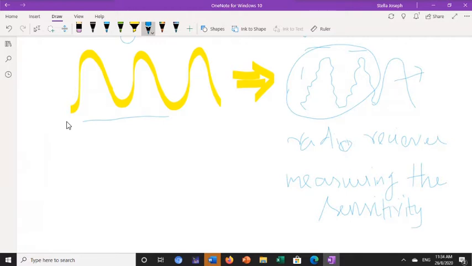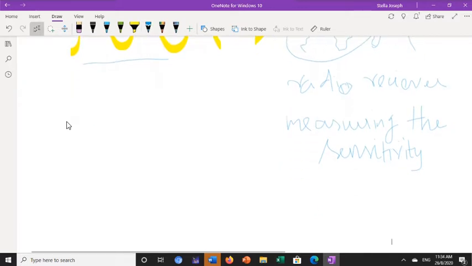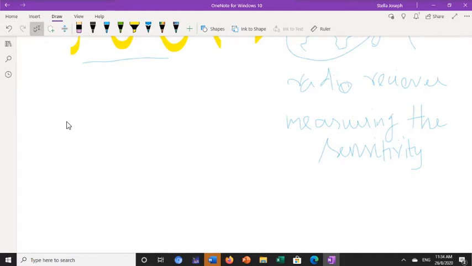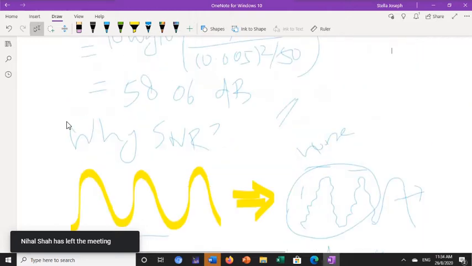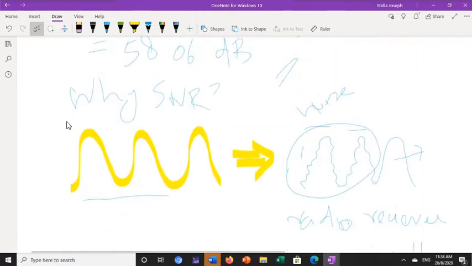Measuring the sensitivity performance. The measure of sensitivity is called SNR. So what is sensitivity? That means the affected place. If I'm comparing this time period with this time period, then here the sensitivity is more.